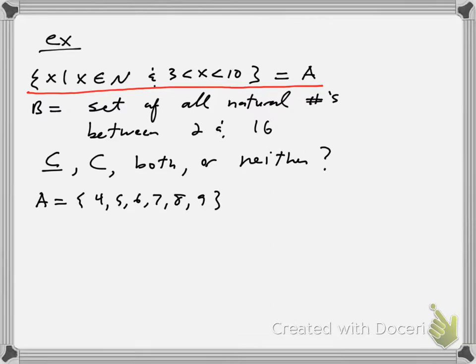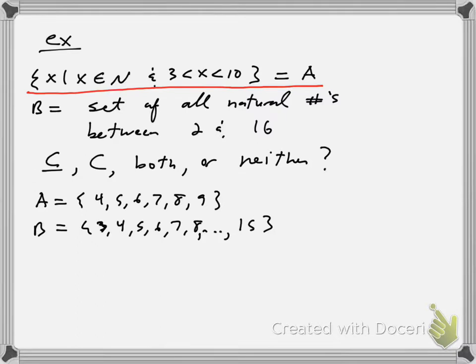Okay. B now is the set of all natural numbers between 2 and 16. So that'd be 3, 4, 5, 6, 7, 8, all the way up to 15, right? I put a couple dots there so I didn't have to write them all, but you can get the idea by doing that.